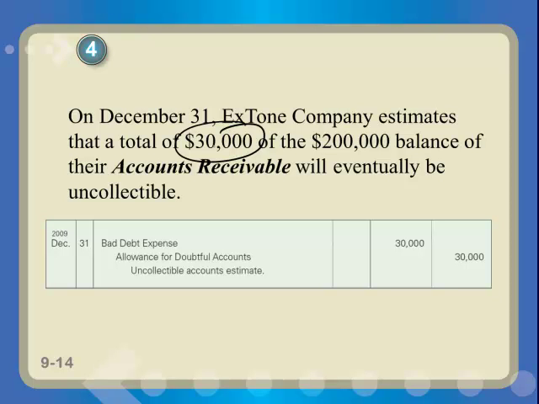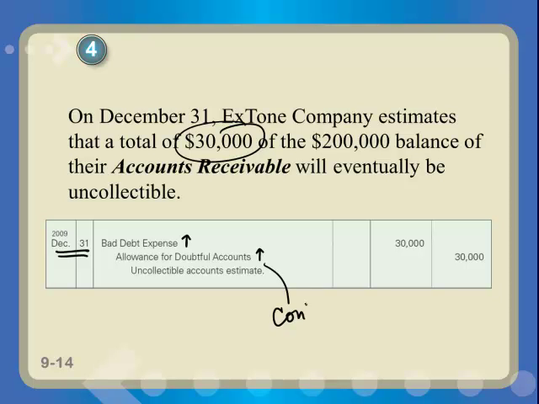So on December 31st, this is the end of the period. It's still going to show up on the financials for 2009. They're going to debit bad debt expense, and they're going to credit allowance for doubtful accounts. Okay, this is a new account. We've never had it before. Allowance for doubtful accounts.